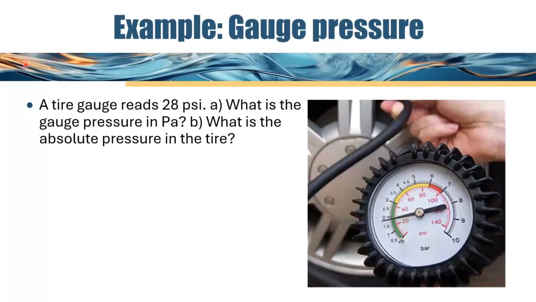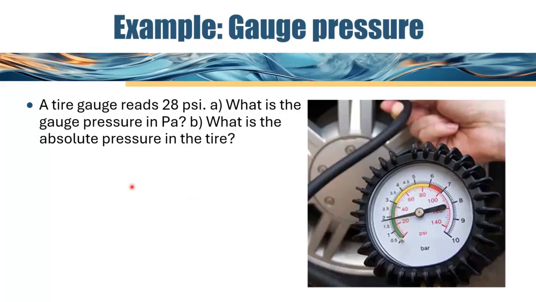Let's look at another example. A tire gauge reads 28 psi. What is the gauge pressure in pascals, and what is the absolute pressure in the tire? So over here we have a tire, and here is the tire gauge attached to the tire. The outer measurements here are measuring the pressure in bars, and the inner values are measuring in psi. So we're using the inner values. And so you can see that this tire gauge is about 28 psi.